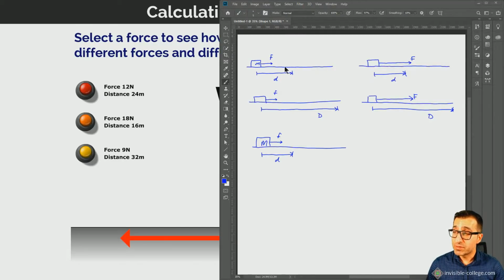Now, the relevant law from Newton's laws here is that the force that's acting, and the force is a vector, so we use the vector symbol here, is equal to the mass multiplied by the acceleration, and the acceleration is also a vector. Now, since the force and the acceleration in all of these examples are in the same direction as each other, they are parallel to each other, we don't need to do anything complicated with vectors here.